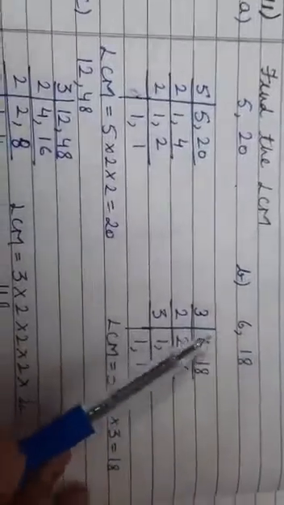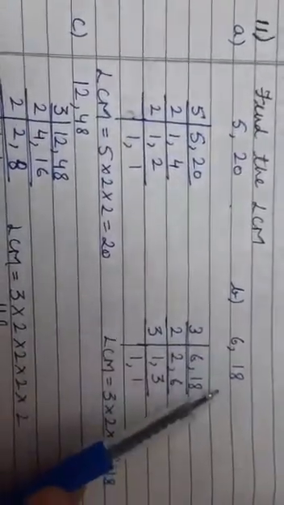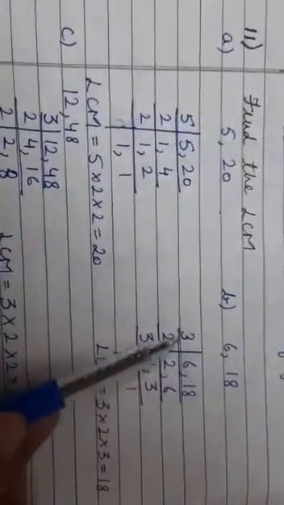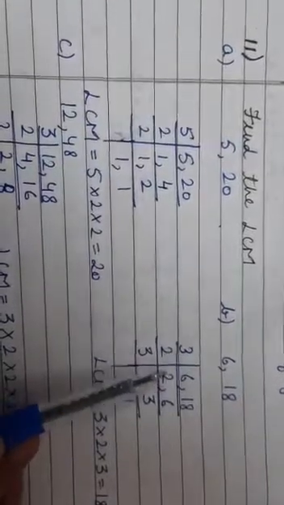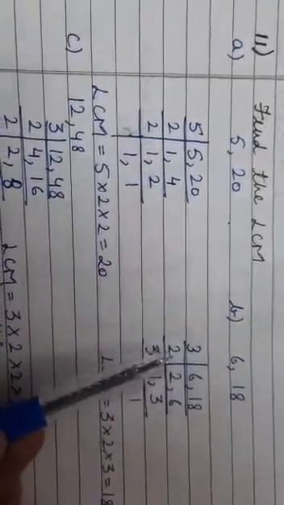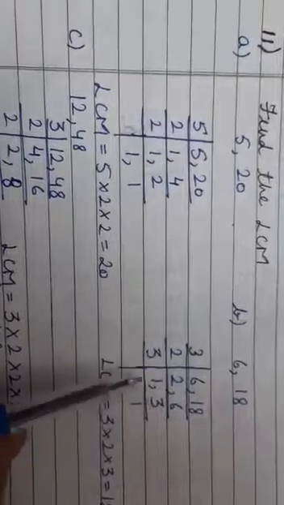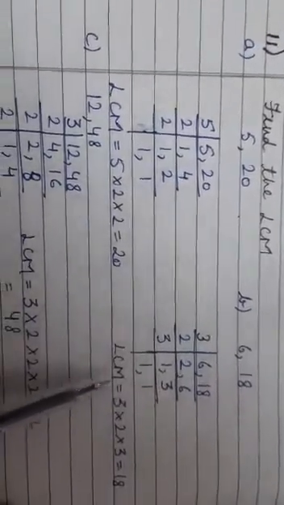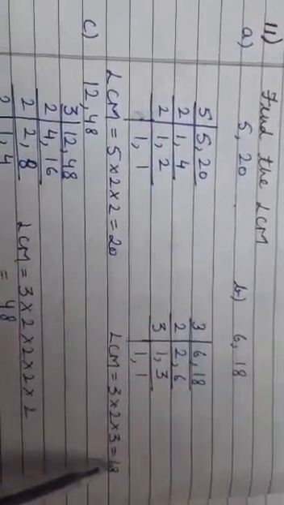In B part, 6, 18. You have to find the LCM of 6 and 18. 3 is the common factor. 3 2s are 6, 3 6s are 18. Again by 2, 2 1s are 2, 2 3s are 6. Now by 3, 1 and 1. LCM is 3 2s are 6, 6 3s are 18.